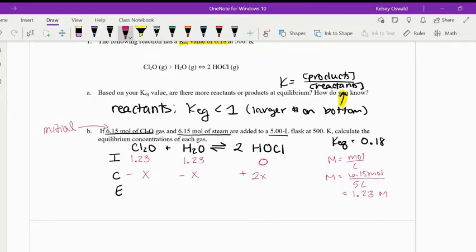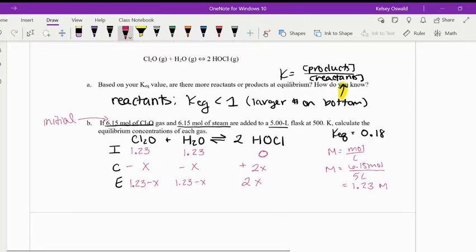All right. So then to find our concentrations at equilibrium, for our reactants, we know we started with 1.23 molar. We used up x molarity, so we're left with 1.23 minus x at equilibrium. For our product, we started out with a molarity of 0. We increased our molarity by 2x. So 0 plus 2x would give us an equilibrium concentration of 2x.